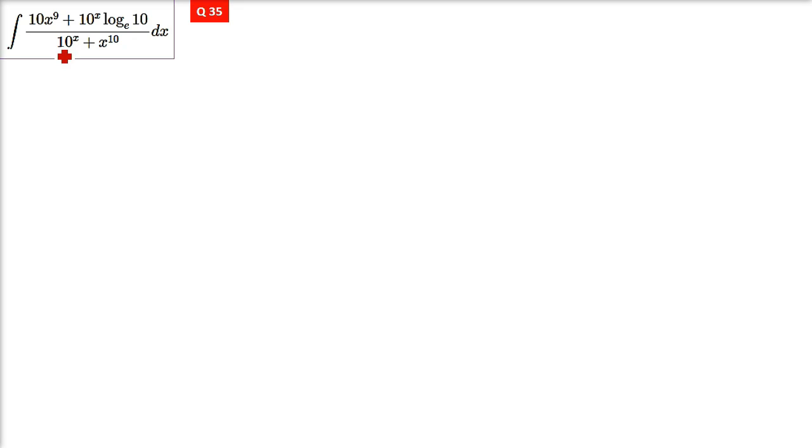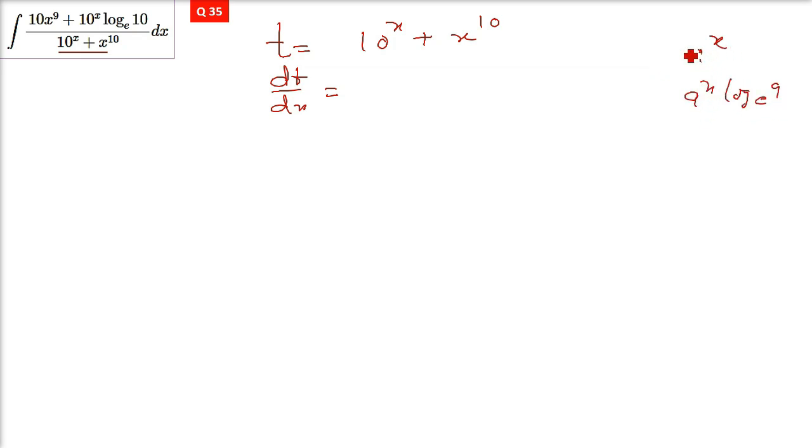Now this question again seems to be a different sort of question, but don't worry about that. The denominator will give you exactly the numerator. That is, if you put t equals 10 raised to x plus x raised to 10. When you differentiate this, dt by dx, the differentiation of a raised to x is a raised to x log base e a. A is 10 here. So wherever a is there, just put 10 and keep it here. So 10 raised to x log base e 10 plus x raised to power 10. So it is n x to the power n minus 1. Wherever n is there, just write 10. So 10x to the power 9. So you have this result.